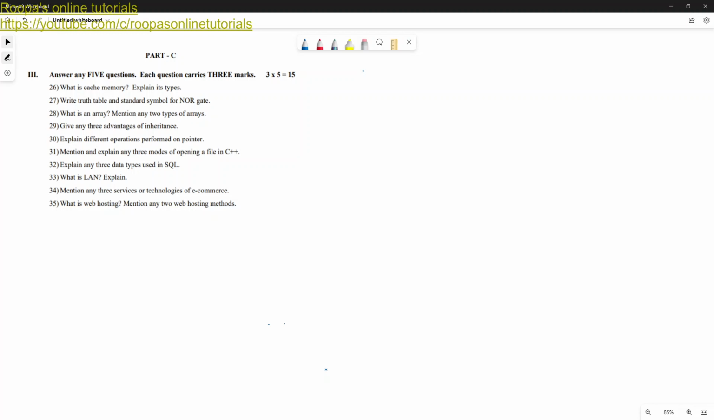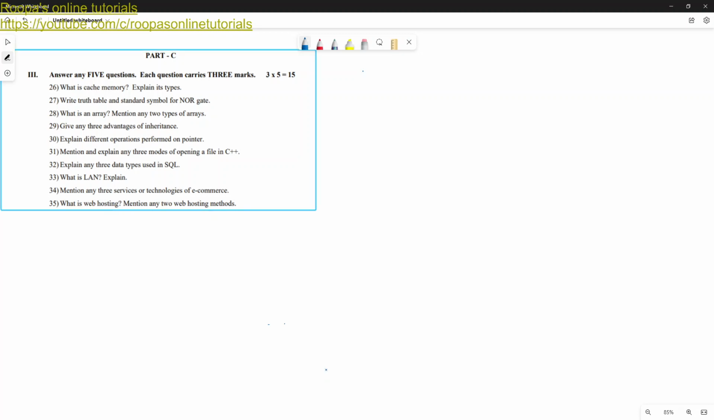So let us continue with the department model question paper 2022. In my previous video, I had discussed part A and part B, and now we are looking at part C. In part C, there are 5 questions that you need to answer, and each question carries 3 marks. So at least 3 points you need to write here to get the 3 marks. Okay, the first question is a very commonly asked question.